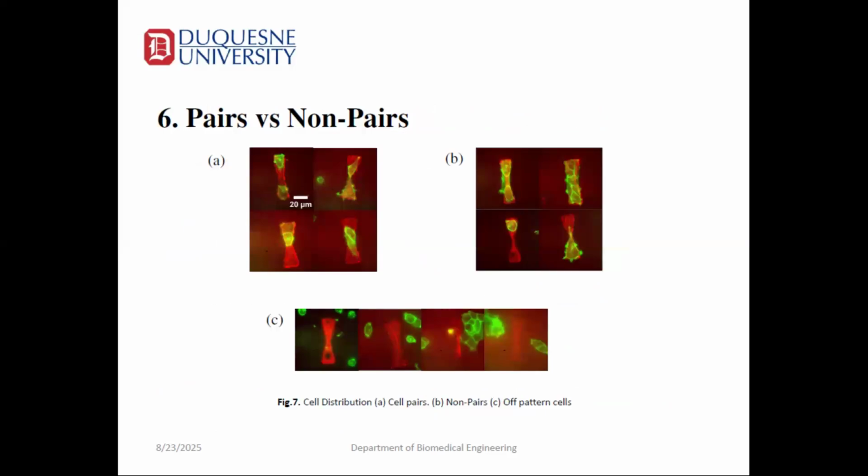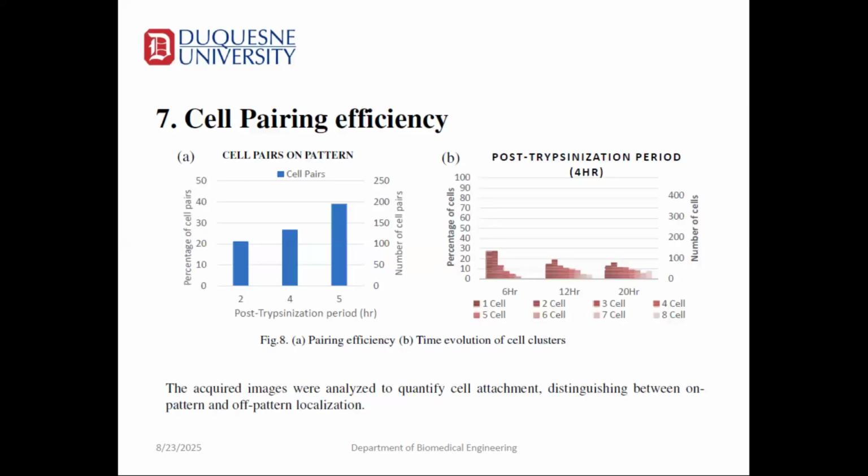To show how we define cell pairs, figure A shows exactly 2 cells, or a cluster of 2 cells. These are pairs, and figure B shows non-pairs having 1 cell or more than 2 cells, and figure C shows off-pattern cells. To analyze the cell pairing efficiency, the acquired images were analyzed to quantify cell attachment, distinguishing between on-pattern and off-pattern localization. Cells were categorized based on cluster size, ranging from single cells to pairs and larger clusters up to 8 cells. The number of cells forming perfect pairs versus non-pairs was specifically determined. The cell clusters evolved over time, showing proliferation and cell health as shown in figure B.